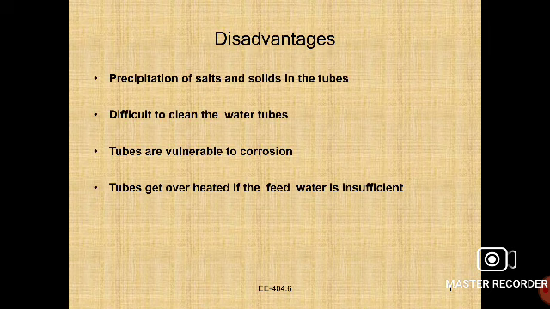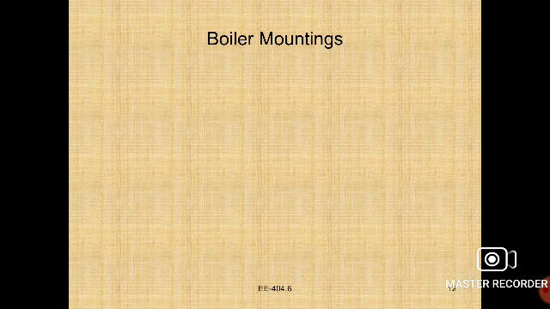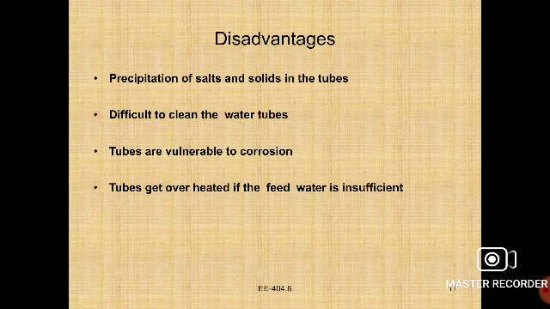And again we have some disadvantages. So what are the disadvantages? Precipitation of salts and solids in the tubes, which will be deposited while water passes through. So it is difficult to clean the water tubes. Tubes are vulnerable to corrosion. And tubes get overheated if the feed water is insufficient. These are the main disadvantages of the Benson boiler.